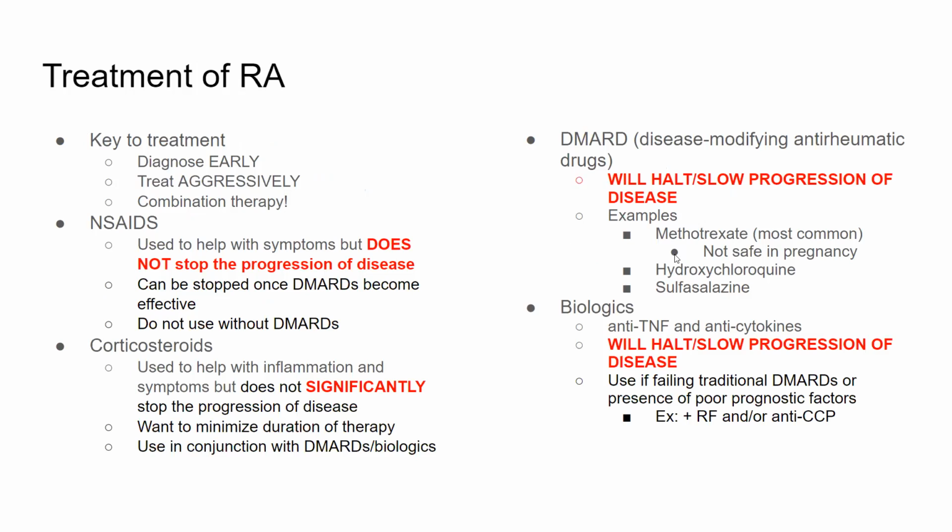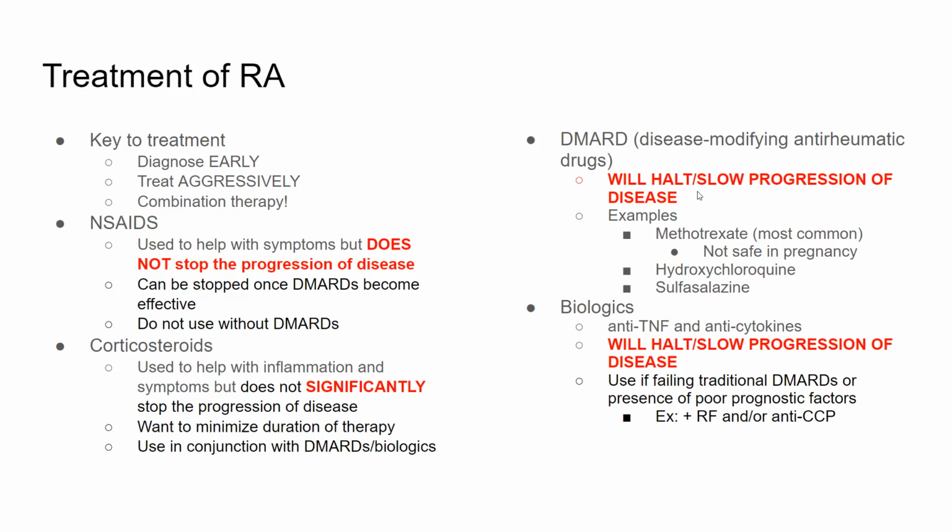And then knowing the treatment for rheumatoid arthritis, I don't think you need to know what each biologic's brand name or generic name is, but you need to know which medications you can use to stop the progression of the disease and which ones will only help with symptoms. So I put in red the major things that you guys should know.